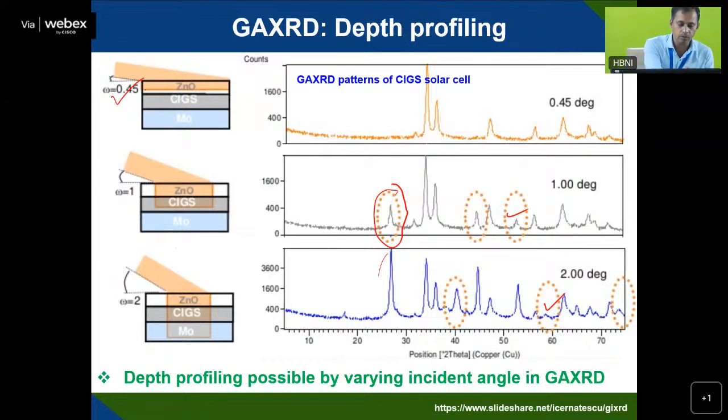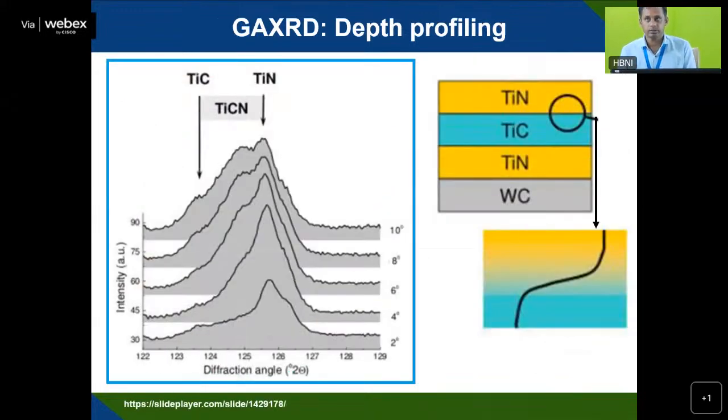Whenever the incident angle is very low, here 0.45, you can see only the zinc oxide surface, so you get the peaks related to it. But when the grazing angle is equal to 1, you go into the CIGS, so additional peaks appear. When you go for omega equal to 2, you can go further into the molybdenum, and you can see that peak here. So this type of depth profiling can be done using thin film XRD, grazing angle XRD.